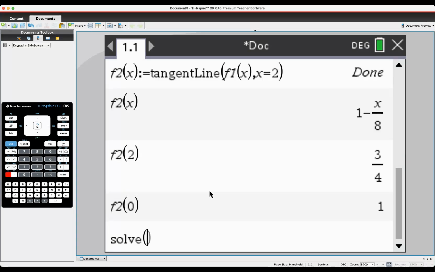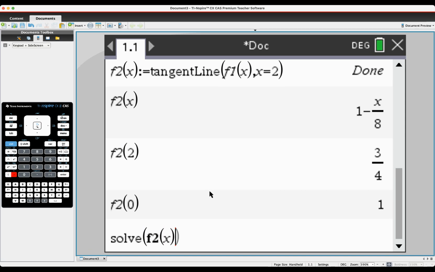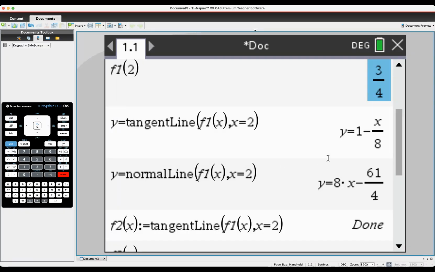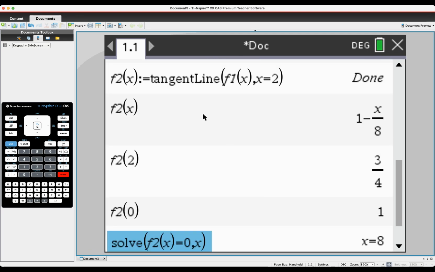But I could also go f2 of 0 if I wanted to do that to get 1, or if I wanted to work out the x-intercepts, I could solve f2 of x equals 0 with respect to x, and that would tell me that it's cutting through the x-axis at (8, 0). So there's a whole bunch of things you can do with your calculator. At the very minimum, you can work out the tangent and normal line just by plugging it in. But if you set them equal to functions, then you can actually do operations with those functions as well.